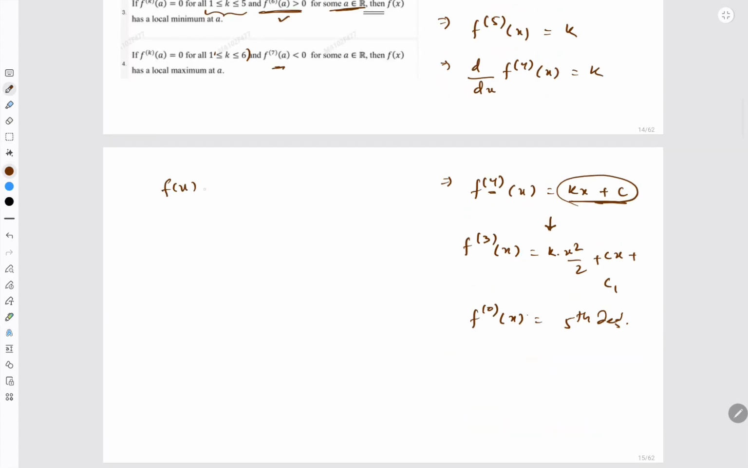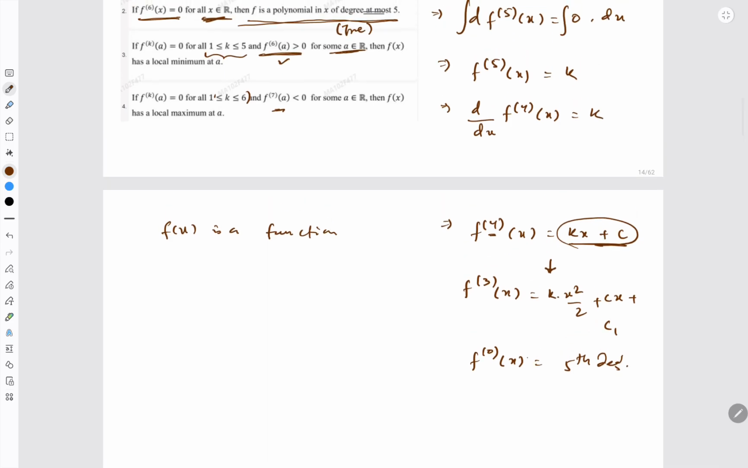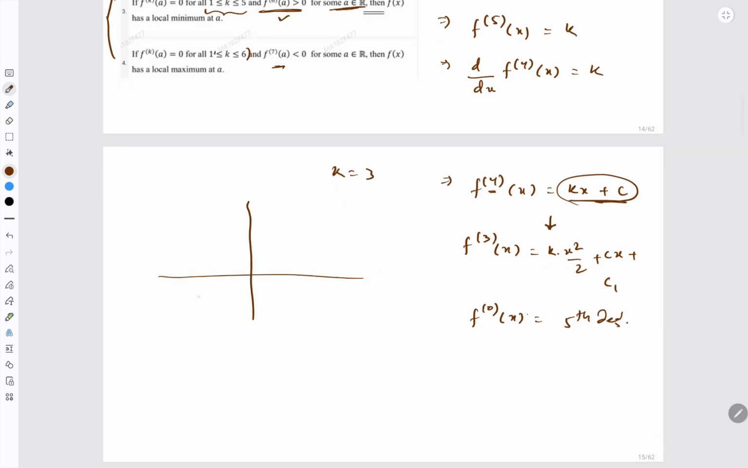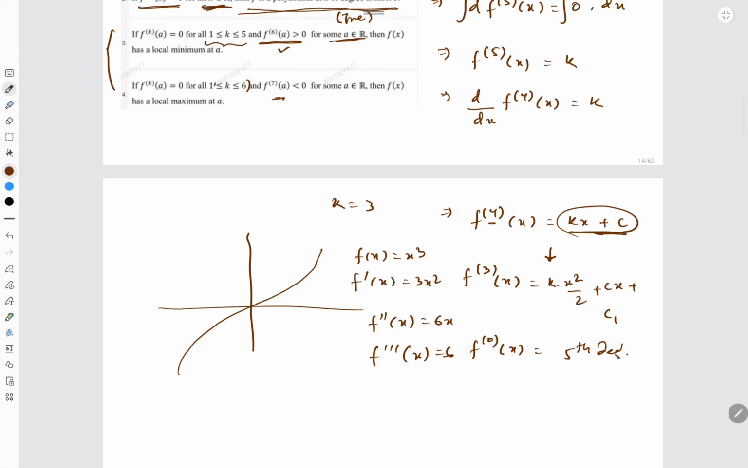If f of x is a function, any function, let me give you the concept. You can solve these two options without the concept as well. Can you think of such a function whose derivative is 0, not just the first or second derivative, but let's say up to the third derivative it is 0, but the fourth is not 0? Obviously x cube, right? We have seen f of x is equal to x cube. Its first derivative at 0 is 0, its second derivative is also 0, but its third derivative is non-zero, right?